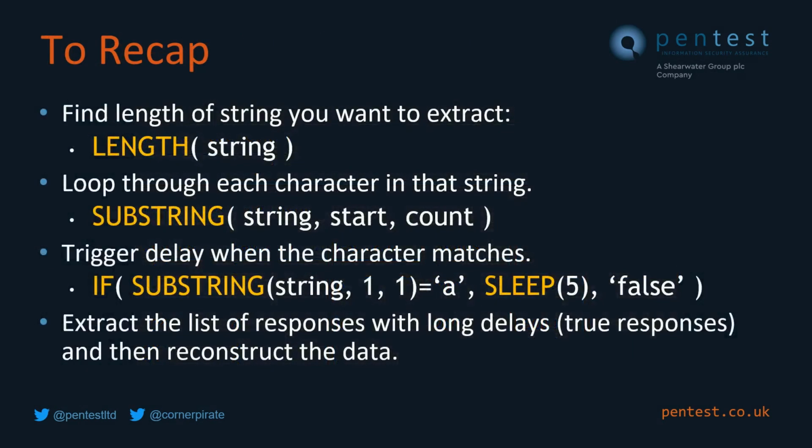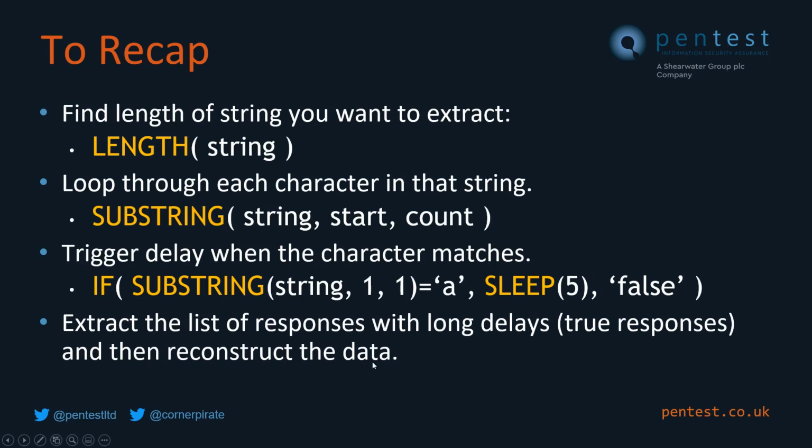So to recap what happened in there. First off, we had to find the length of the string that we wanted to extract. In this case, we used the length function, and we were giving it the password of the user account with the username admin. We looped through each character in that string using substring, so that was what Intruder did. It was iterating through this start location between 1 and the number 6, which was the length returned here. We triggered a delay when the character matches, so if substring of the character that we're looking for, effectively, at the location that we're at equals A, sleep for 5. So we iterated through this number and we iterated through this location here for the A to Z, all lowercase, until we got our answers.